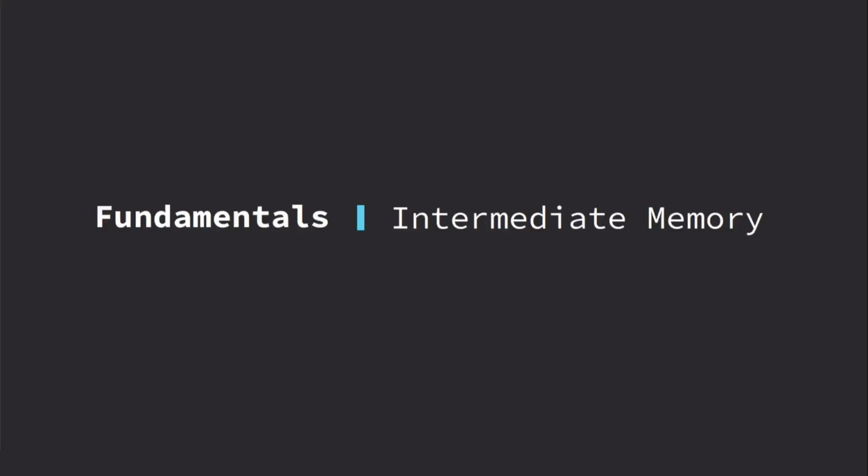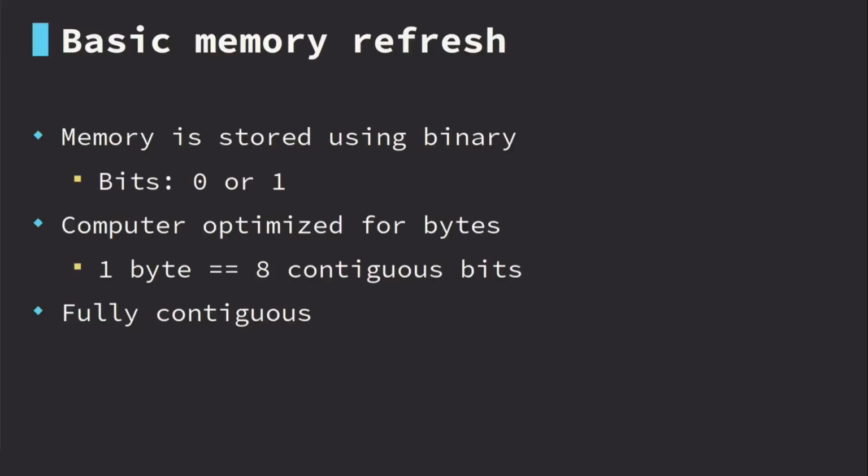In this video, I'll be covering some intermediate memory concepts, including memory addresses and offsets. So a quick refresher about memory before we dive in. Memory is stored using binary. It's stored using bits, which are either 0 or 1. A bit is also the smallest unit of memory that can be stored.